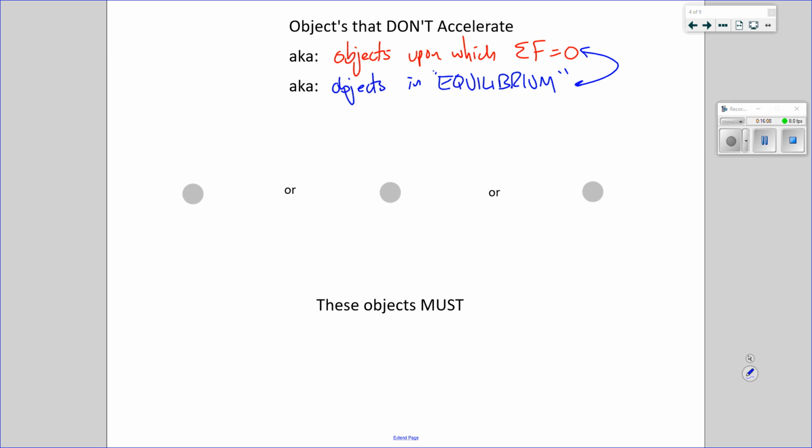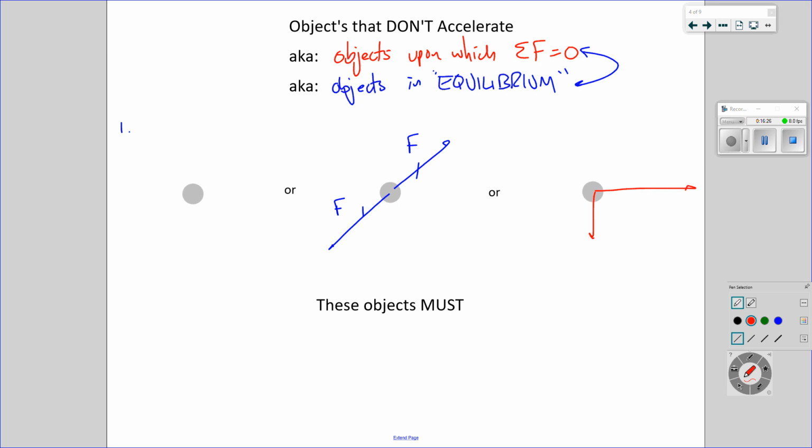So, like in case 1, yep, look, no forces. In case 2, how about this? F and F, equal and opposite. Or how about case 3? We could even have this force, and, well, let's see, that force. Notice that these 3 forces add up to 0. Here's 1 and 2.